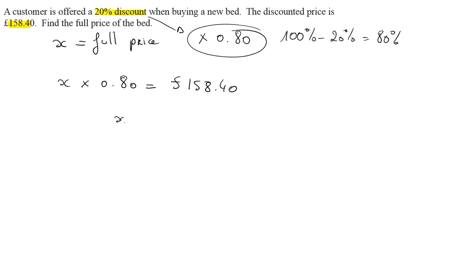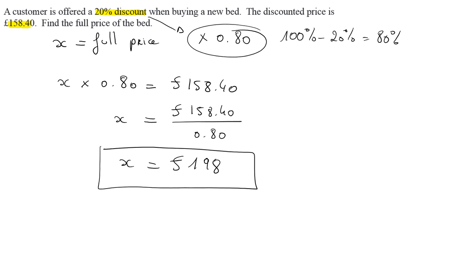So, again, I can use algebra for this. If X times 0.80 is 158.40, well, then X is going to be 158.40 pounds divided by 0.80. So X is going to be, if you put this in your calculator, guys, you get 198. So the original price of your bed was actually 198 pounds. Now, the next example is the hardest. Pay close attention.